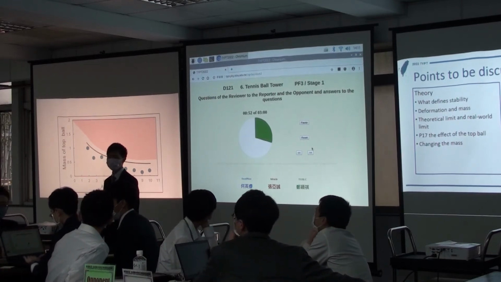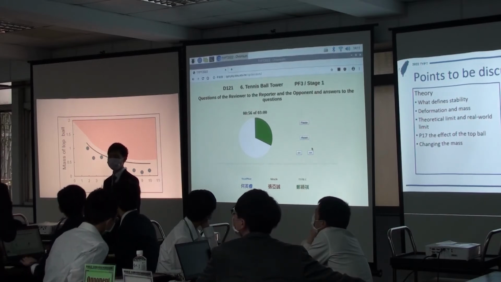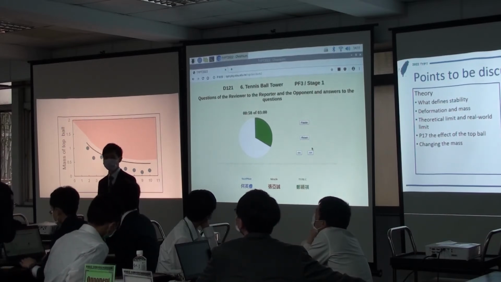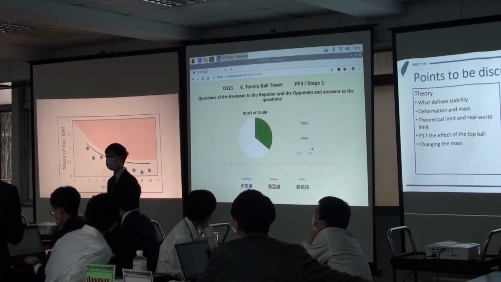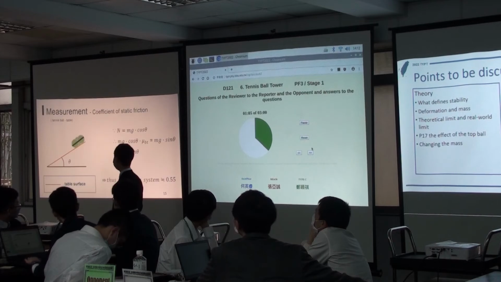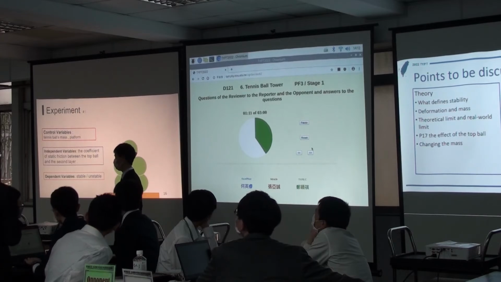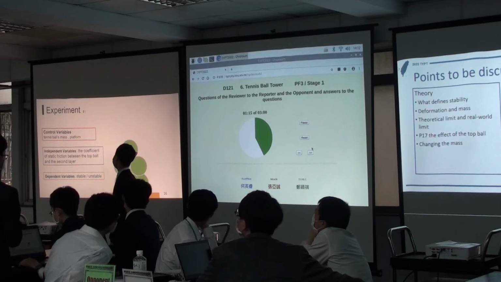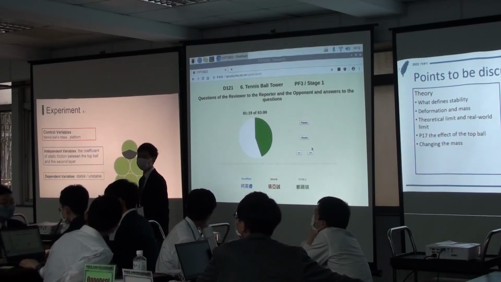For my next question, you said you changed the coefficient of friction between the tennis balls. How were you able to do that? Because under my knowledge, the coefficient of friction only has to do with the surface properties. Yeah, we're changing those mediums by different gradient. I'm sorry, not different gradient. We're changing, for example, we say standard taper and other.